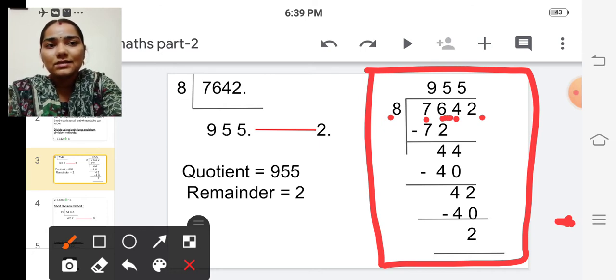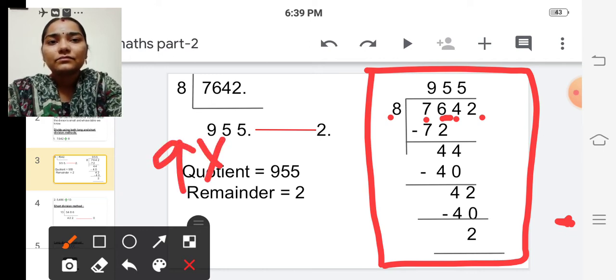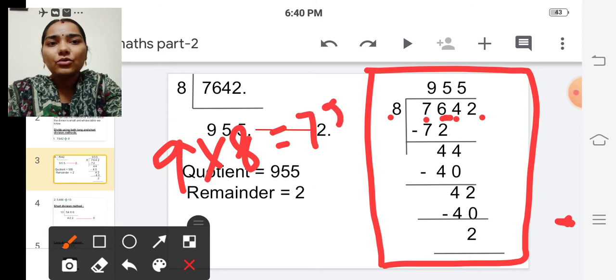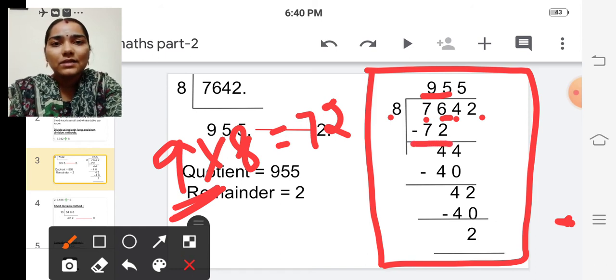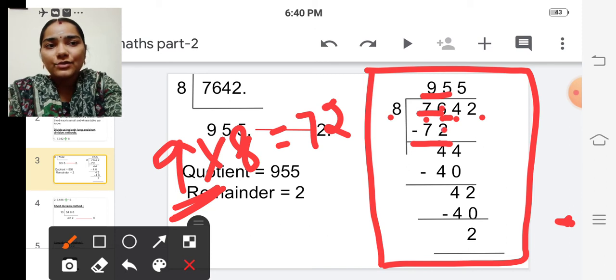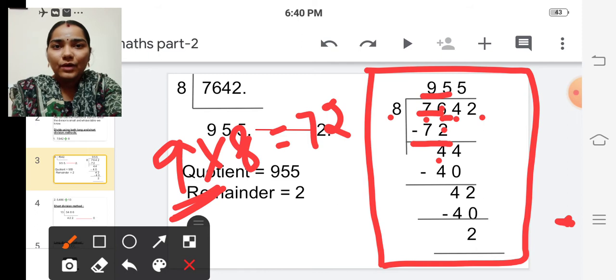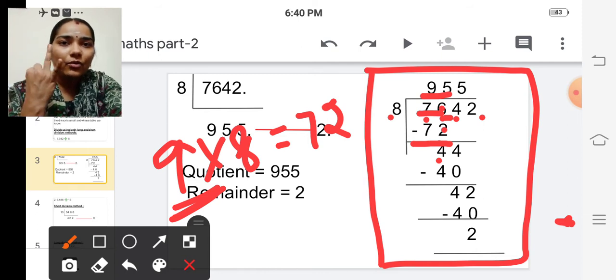So 76. 9 8s are 72. So we have to write 9 on the top, and we have to write this 72 here, and subtract 72 from 76. So 6 minus 2 is 4, isn't it? After 2, 3, 4, 5, 6, isn't it?